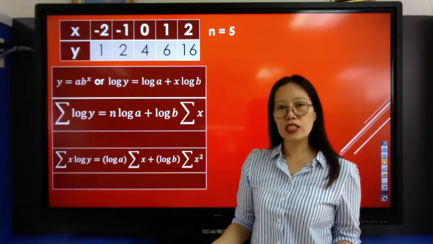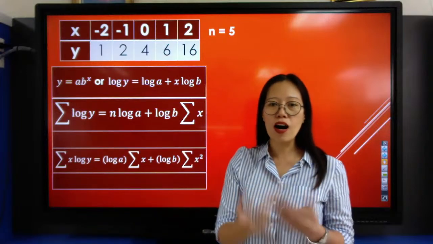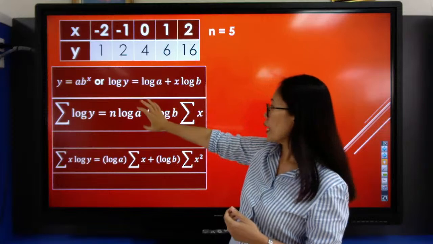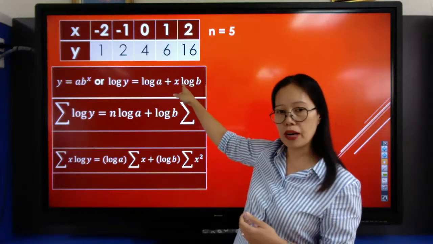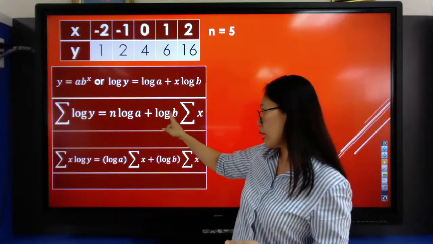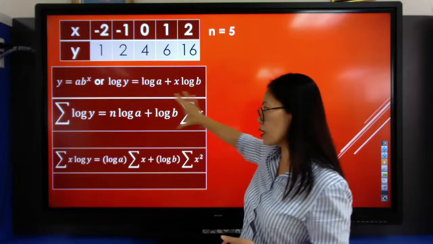But instead, we're going to use n. Of course, we know what n is, right? n is the number of ordered pairs in our data. Okay, and then on the last term, we have a variable of x. So we can insert our summation there. So it will become logarithm of b times summation of x. This is our first normal equation.